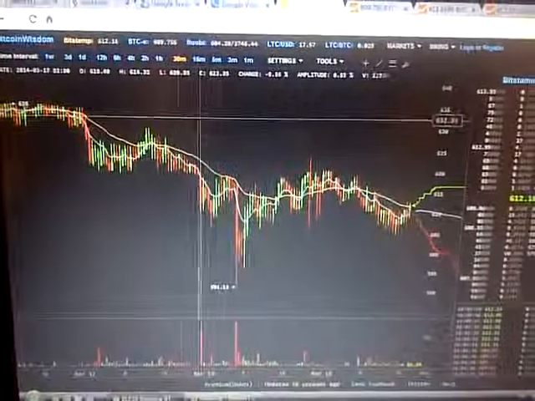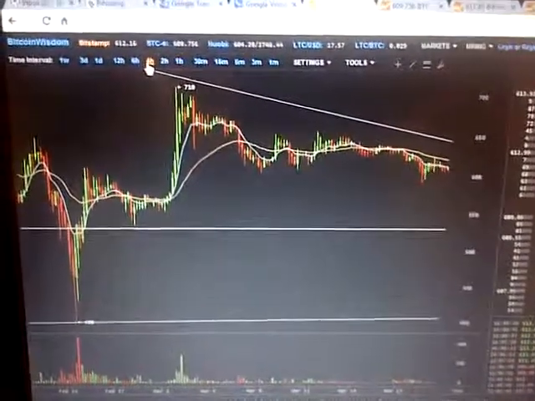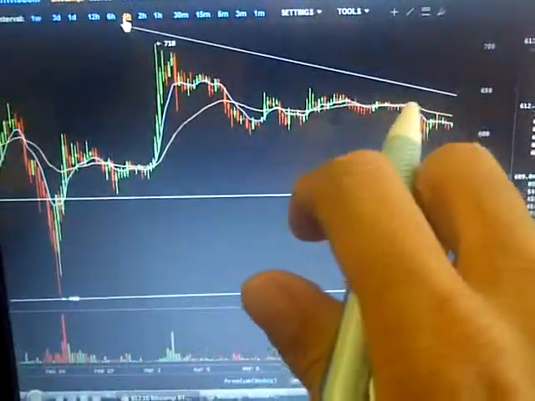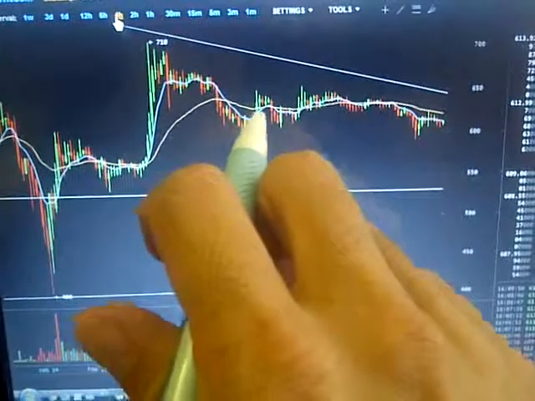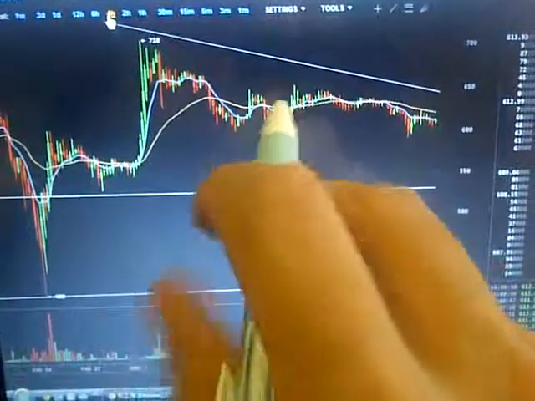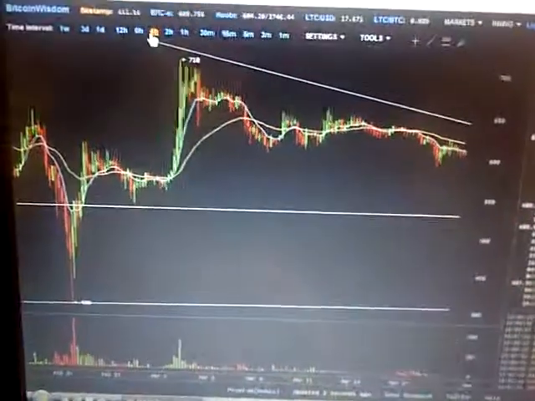I'll just leave it off on Bitstamp here on a 4-hour. So that's what you're looking at. It's trying to hit up against this resistance here. On Bitstamp it's not really showing, but on the other exchanges it's clearly showing that it's really trying to break out of this resistance.